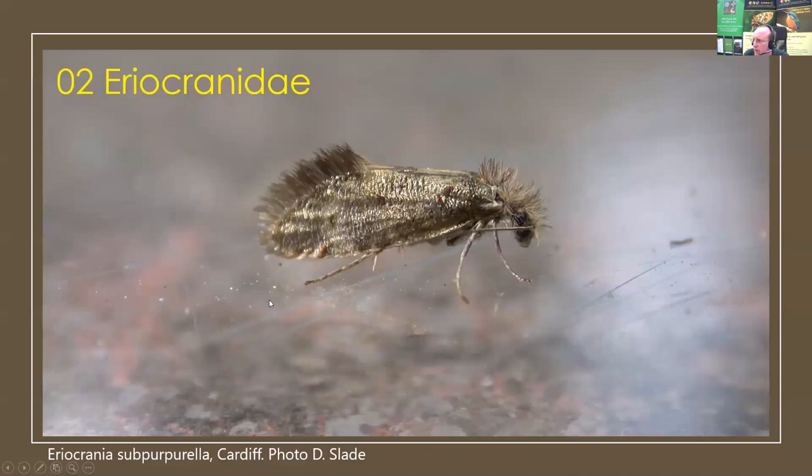The Eriocraniids, there's only 7 or so species. Peculiar really hairy bodies, and there's only one that can be readily identified, and that's the golden one, which is the one that feeds on oak, and that's subpurpurella. The other 6 are all purple, and they require dissection to be identified. So they do come to light, but mostly they'll be found swarming around their food plants.